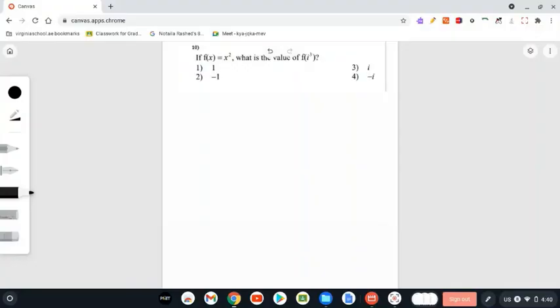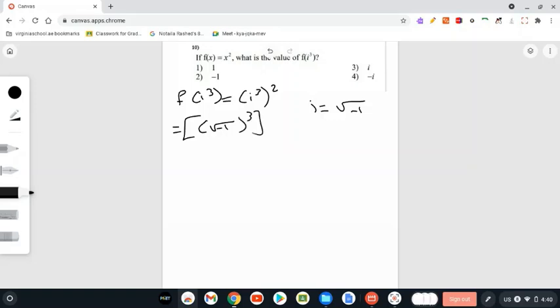If f of x equals x squared, what is the value of f of i cubed? So there are choices and we need to choose the correct answer by solving it. We're going to write f of i cubed equals (i cubed) to the power of 2. So we know that i equals the square root of -1, which is equal to (square root of -1) cubed to the power of 2.